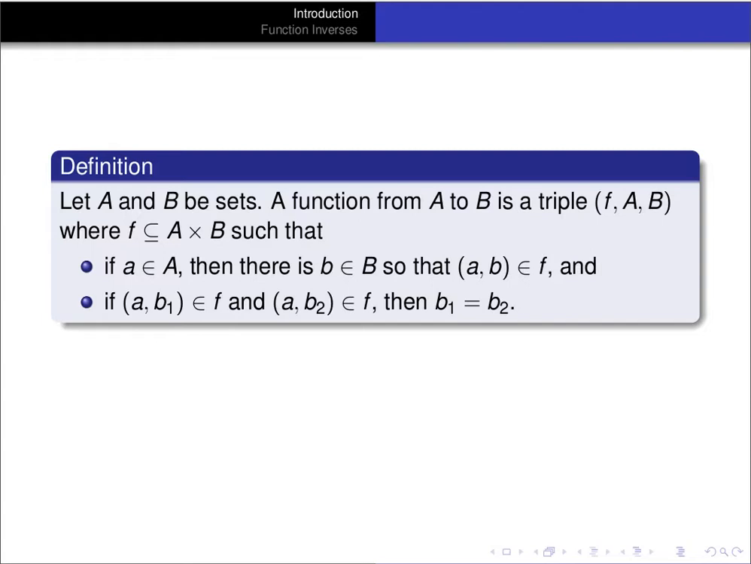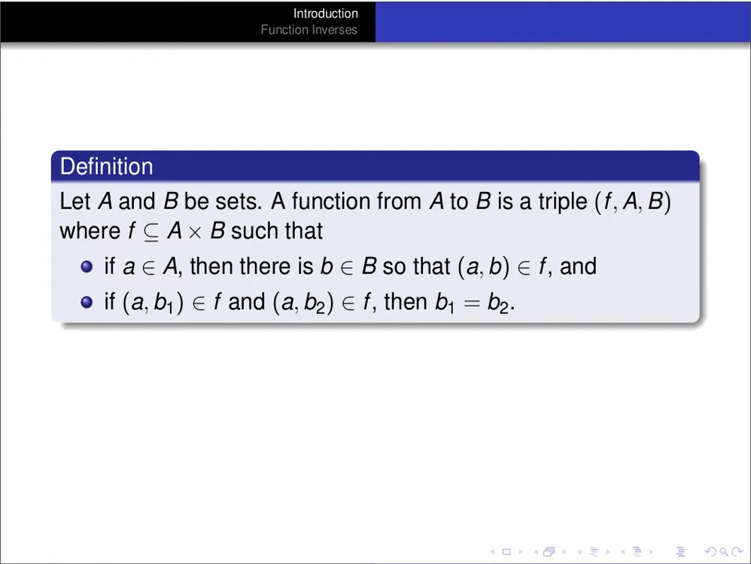with two properties. First, in our formal definition of a function, we require that the domain of the function be all of A. So if a is an element of A, there exists a b in B so that the pair (a, b) is in f, or in other words, f(a) is equal to b.